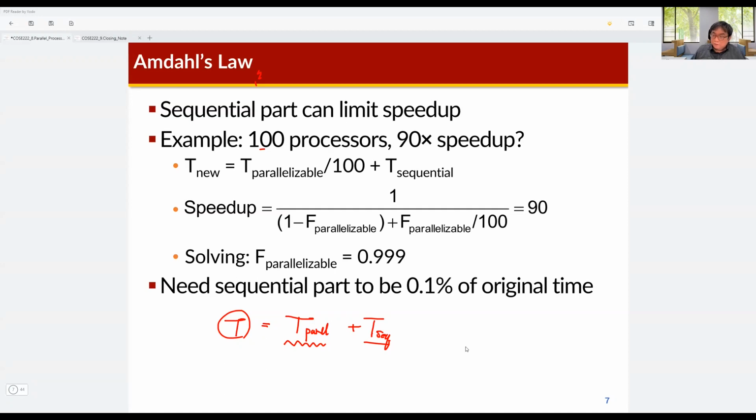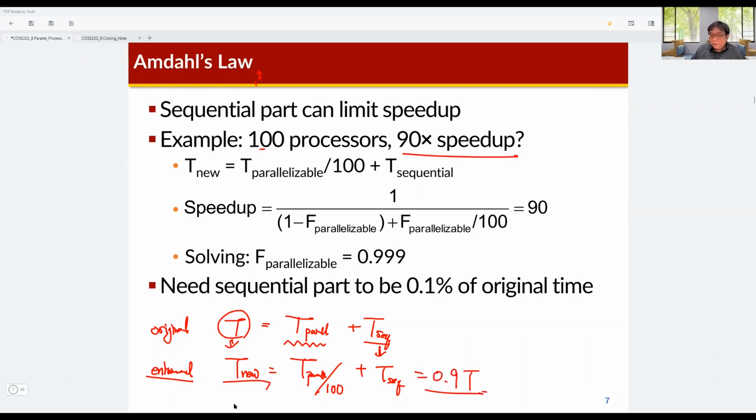So if we just invest 100 cores in a single CPU, then only this part can be improved. So this is the original execution time of a task. And then with the enhancement, like 100 cores per CPU, the execution time of the enhanced process is the parallel part, since only the parallel part can be executed in parallel. So this part can be divided by 100. And the problem is that this part is the same. So to achieve 90 times speedup, this new T should be 0.9 of T.